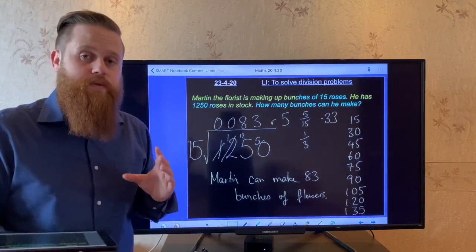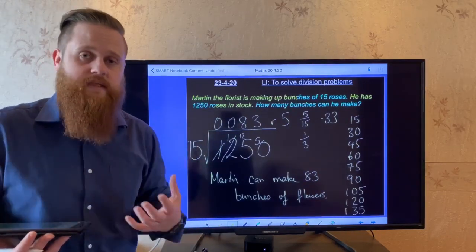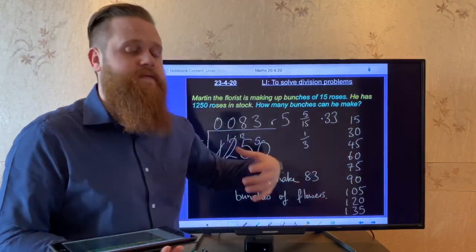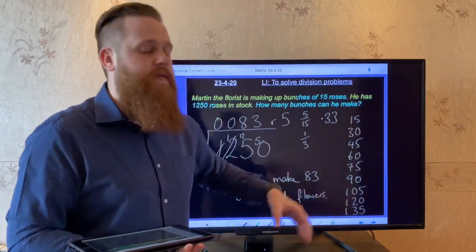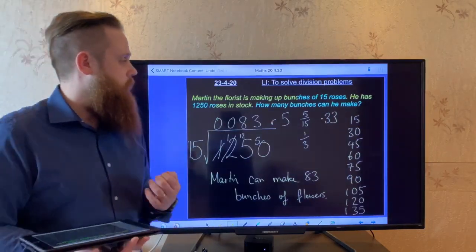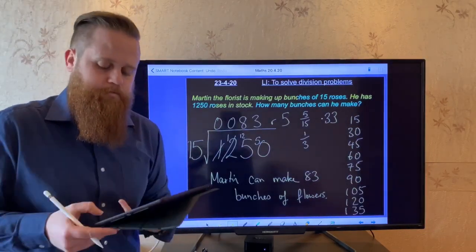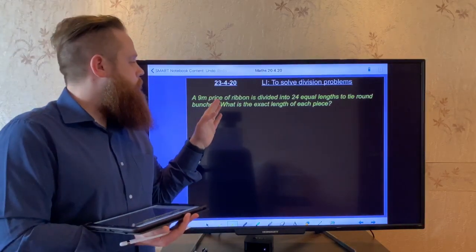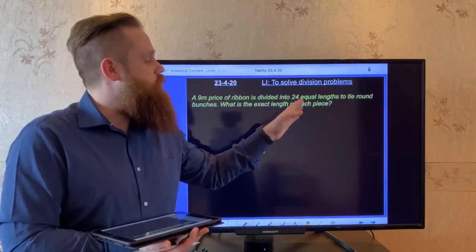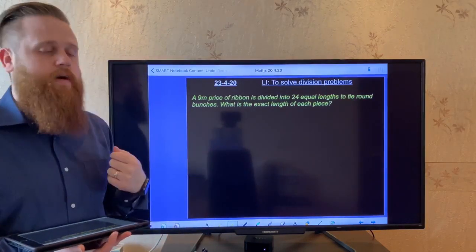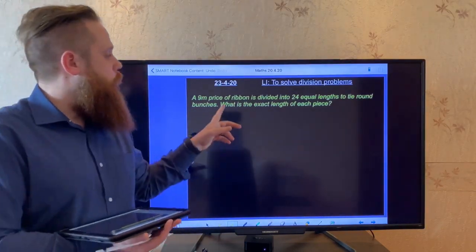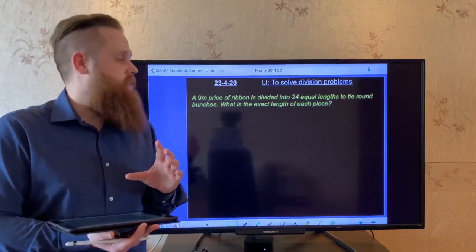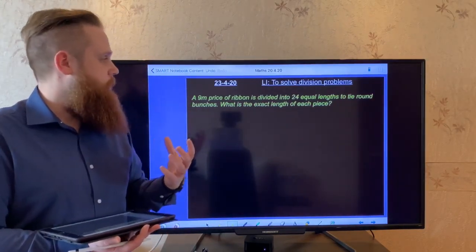Again, a top tip, especially when it's coming down to your tests and your SATs, if you're ever stuck with a division, write down what you're dividing by as a multiplication table, and that could help you work your way through. Okay then, let's look at question number 2. A 9-meter piece of ribbon is divided into 24 equal lengths to tie around bunches, okay? What is the exact length of each piece? Now, you've got a few little tricky parts here. You've got the 9-meter piece of ribbon, okay?